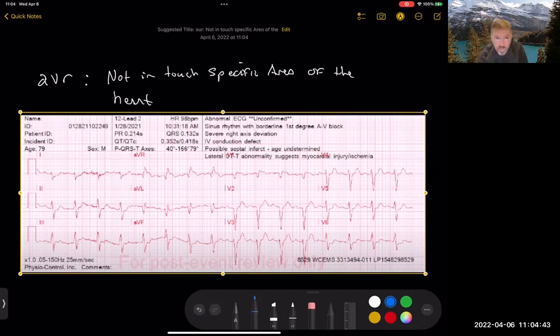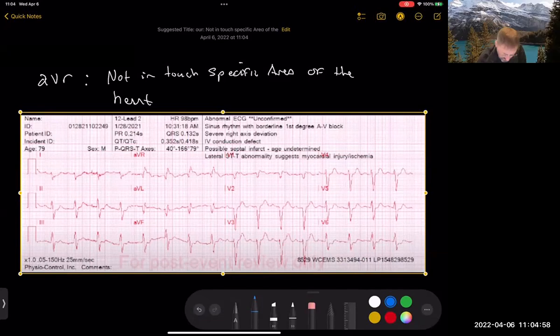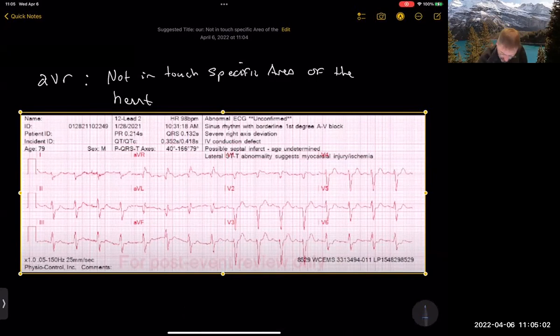So just kind of looking over, gestalting it, does anything jump out at you? It's just the elevation in AVR and then the depression in one. Yeah, so really the only thing that's jumping out is AVR.